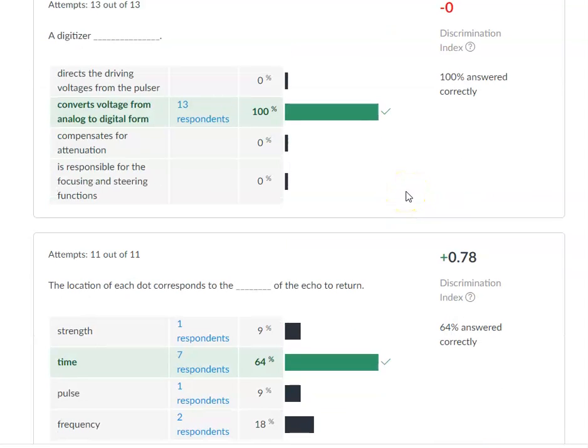A digitizer blinks, so you have to read all the answers, and the correct answer is converts voltages from analog to digital form. So it's always going to be converting something from analog to digital. That's what a digitizer does. That's the only potential answer of these four.